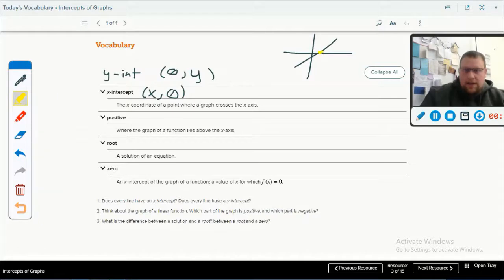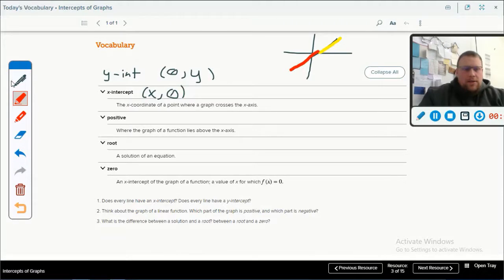The positive is where that graph is positive. The negative is where that graph is below the x-axis. So the positive is above the x-axis, the negative is below the x-axis, okay? So it's where the graph of the function lies above the x-axis is the positive. Again, it doesn't say negative, but it's the opposite.